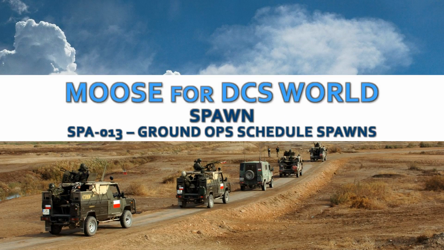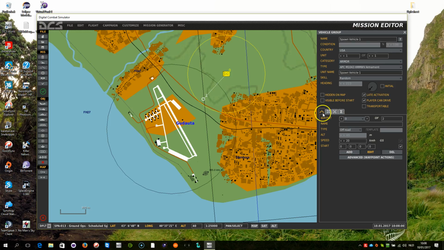Hi there. Within this little video, I'm going to explain how we can create scheduled spawns of AI within your mission to create dynamic ground operations using the spawn class. For the purpose of this demonstration, this test mission has been created. It has a spawn vehicle 1 group created that is late activated and will be spawned, yes, in a scheduled fashion within the test mission.